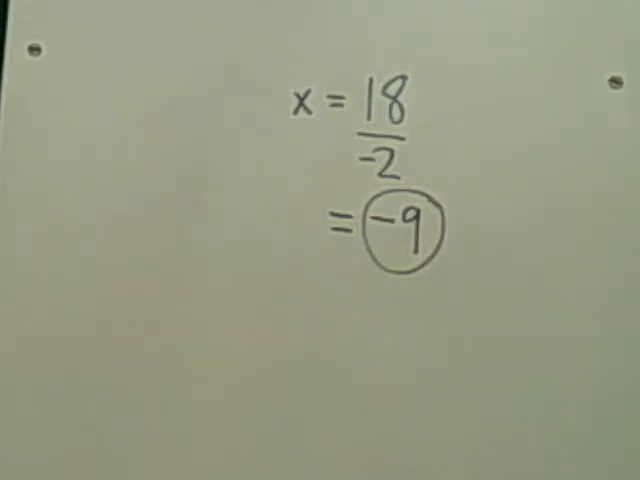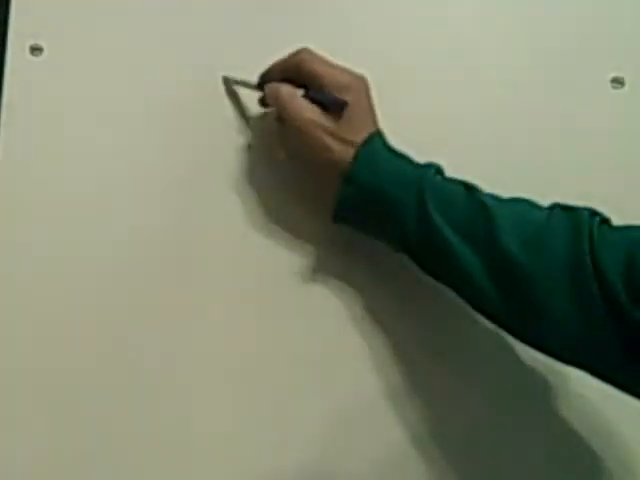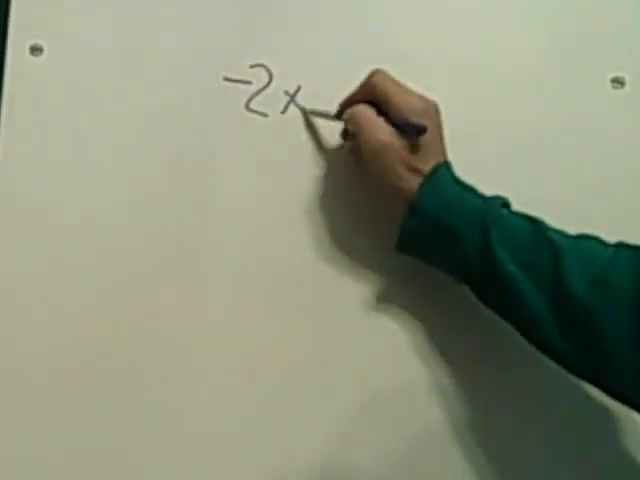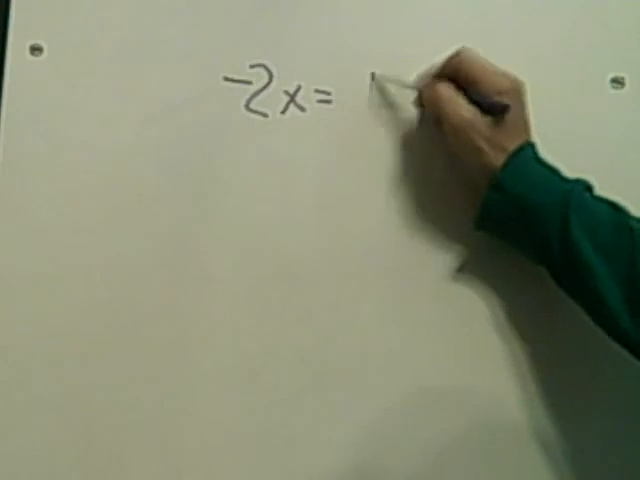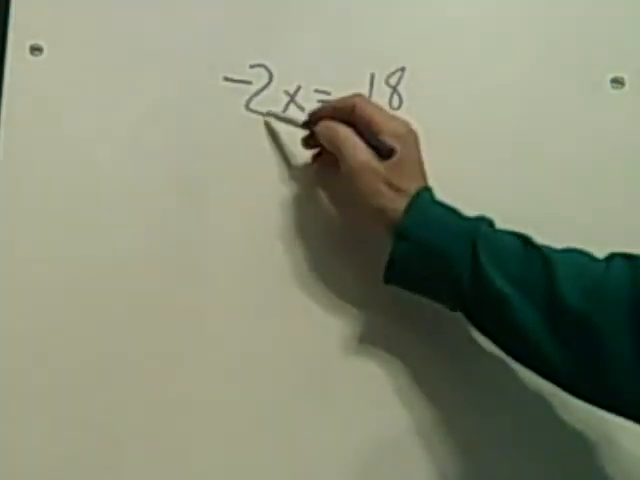So that's one way to do it. That's a little bit of a slow way. There are quicker ways to do it. For example, let me just do it again. -2x equals 18. And I'll show you this little way of doing it. It's just a way of thinking about it.